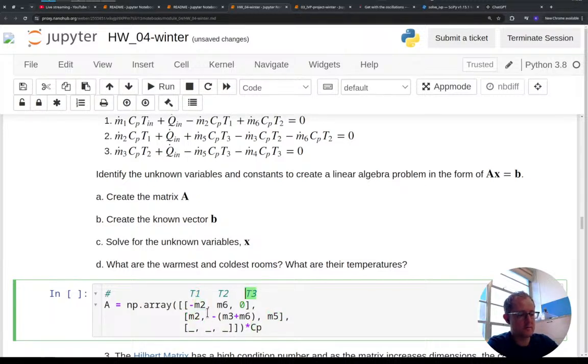And how are we doing? Trying to keep everything kind of lined up at least a little bit. Now finally in equation 3, I do not have a T1, so that one's got to be 0. And then T2, I have a positive M3, and that's it, so M3. And now T3, I have a negative M5 and a negative M4.